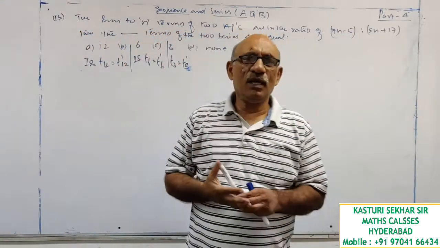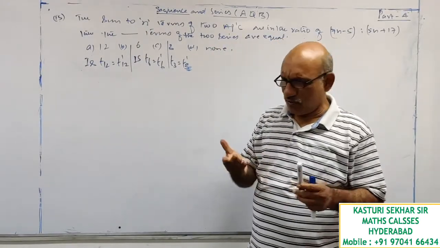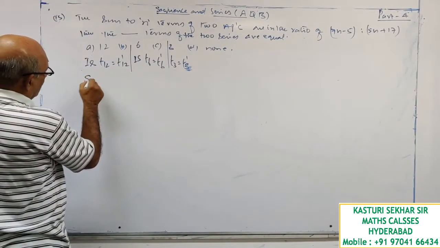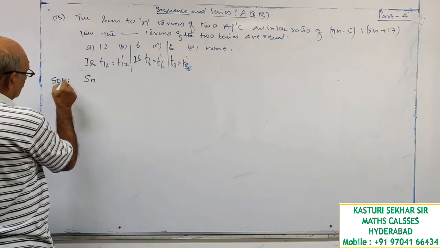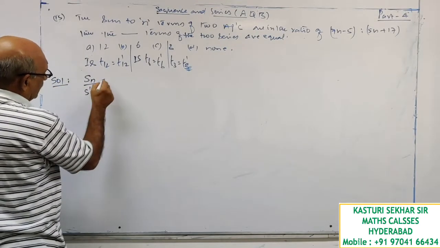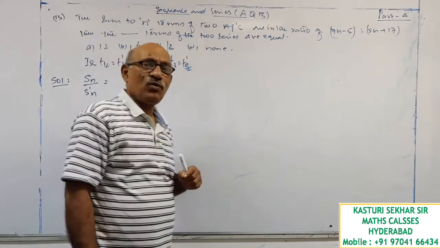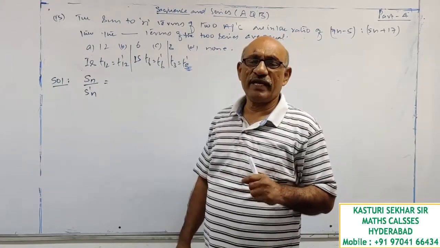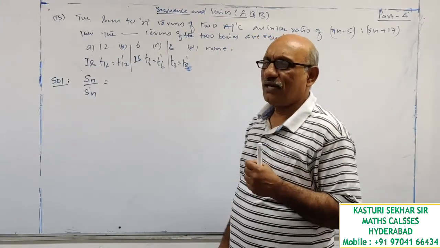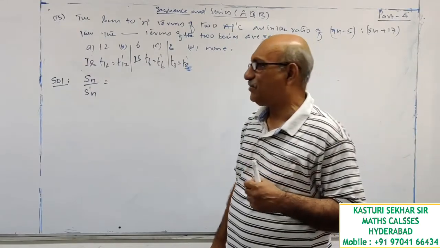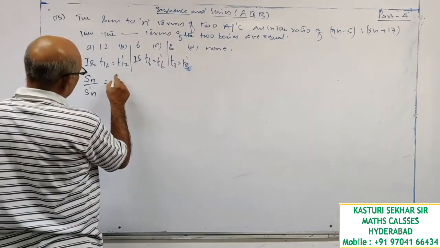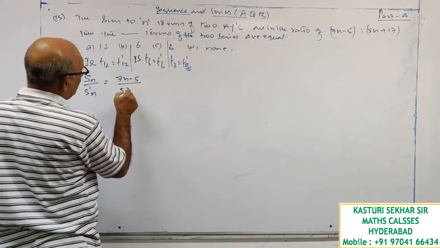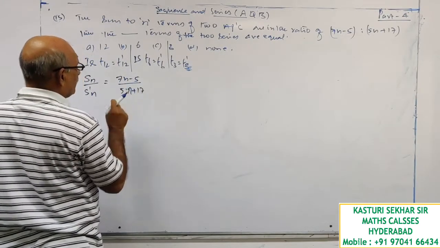Now it is a very simple question, objective wise. Let us see what you have to do. Given Sn by S dash n, where Sn will represent sum to n terms of the first series. To avoid any confusion, in the denominator it is taken as S dash n, which will represent sum to n terms of the second sequence. So this is given as 7n minus 5 by 5n plus 17.